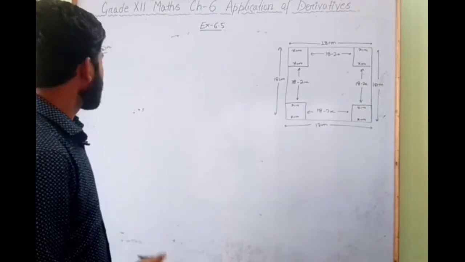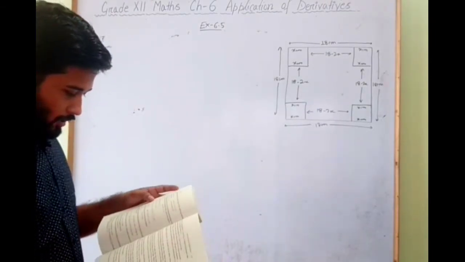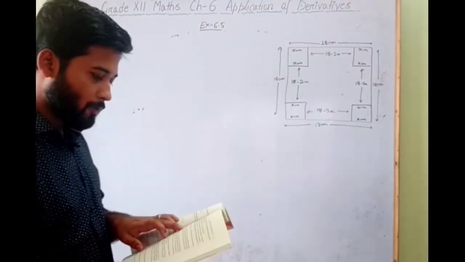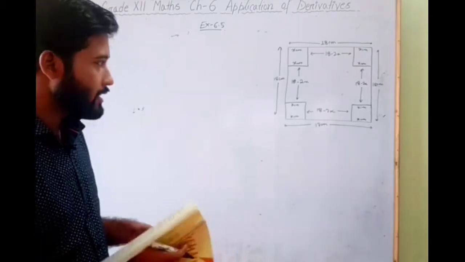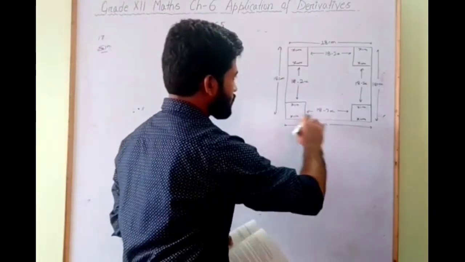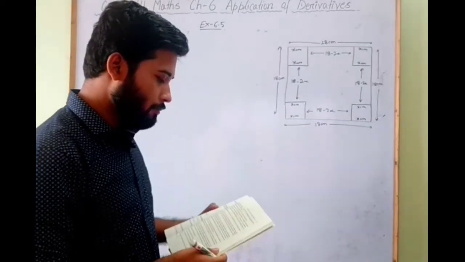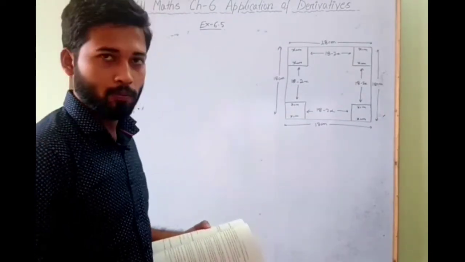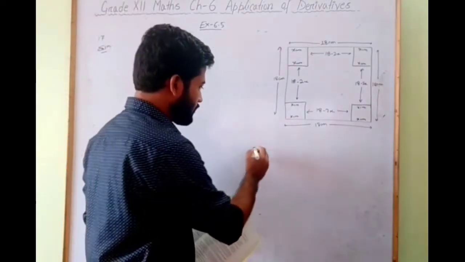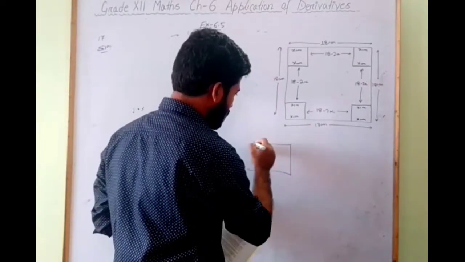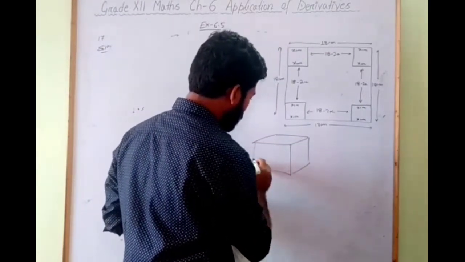Here it is given question number 17. It says that a square piece of tin of side 18 centimeter. Here I have drawn a square piece of tin, of side 18 centimeter, is to be made into a box without top. So I hope you have understood that I need to make a box like this without a top.